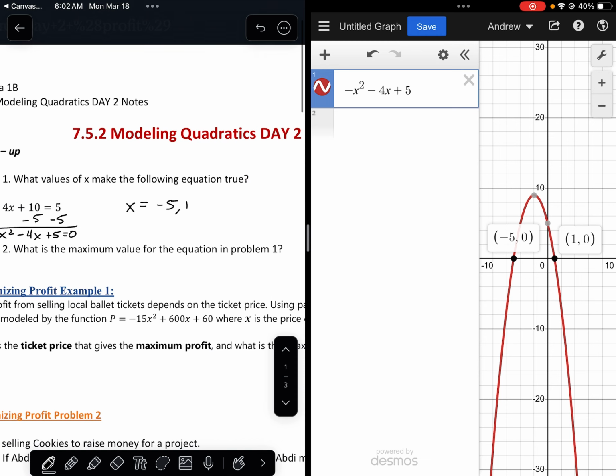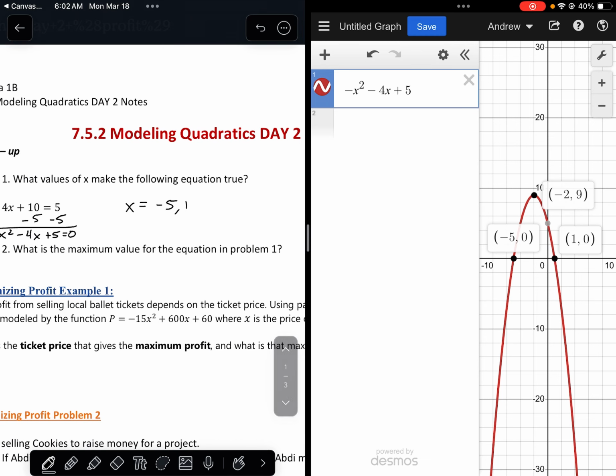What is the maximum value for the equation? Well, the maximum value, remember, is the y value on the graph, which is 9.